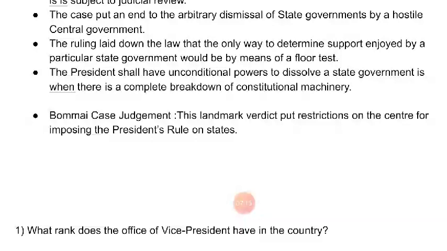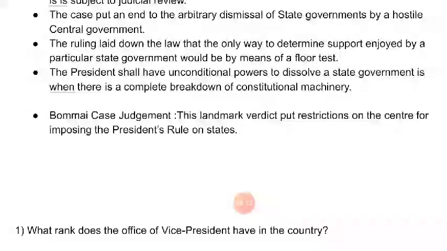The very first important point is that the power to impose President's rule in a state is not an absolute power. It can be imposed only after such proclamation is approved by both houses of Parliament. The second important point is that the proclamation issued by the President in the state is subject to judicial review. So the courts, the honorable Supreme Court, can check whether there is any substance regarding it or not. Even the governor should find other avenues, and opportunity should be given to the state government to prove its majority by means of the floor test.